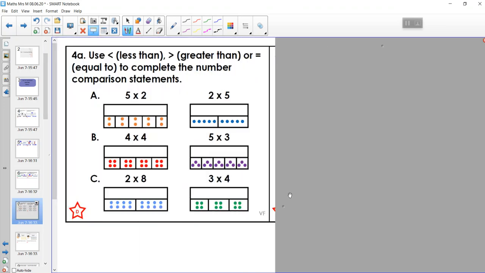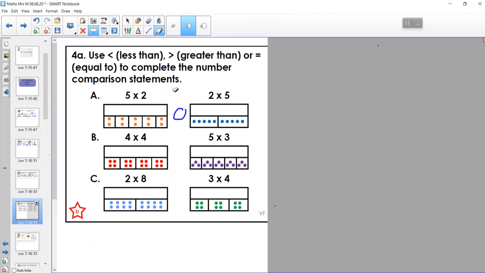Now, try our next one. We've got to use less than, greater than, or equals to complete the number to compare these two amounts. So I've got to put a symbol in here, in these little spaces. So let's have a look at the first one. 5 2 times is 10. 2 5 times is 10. So in there, I'm going to put an equal sign.